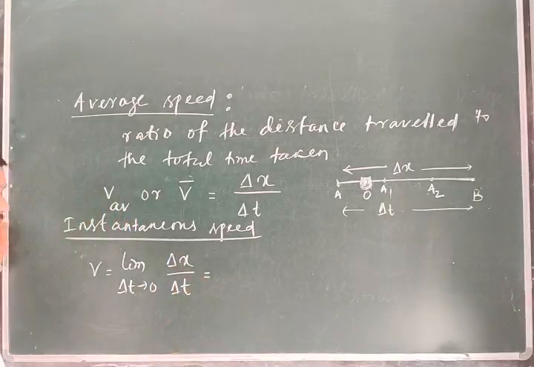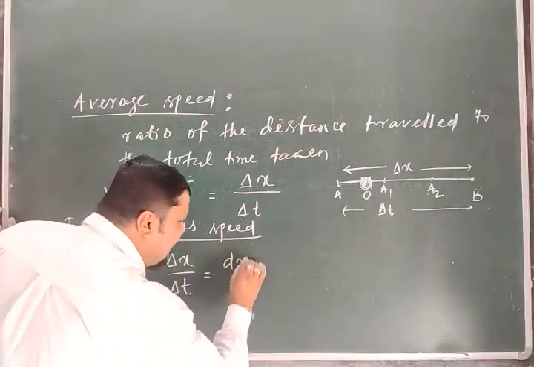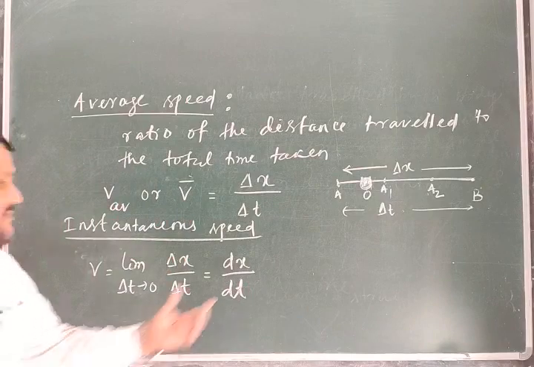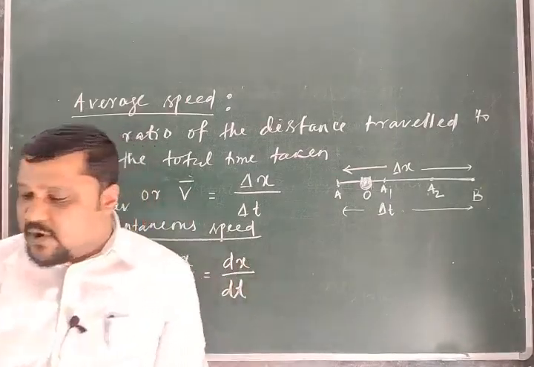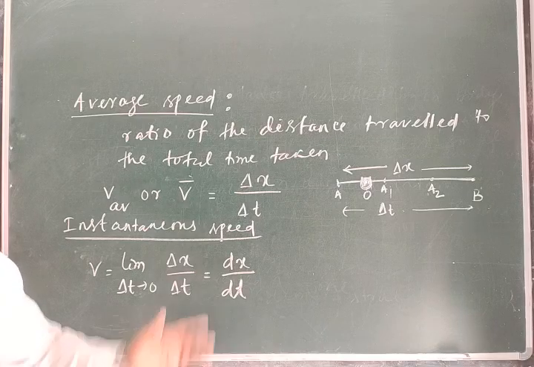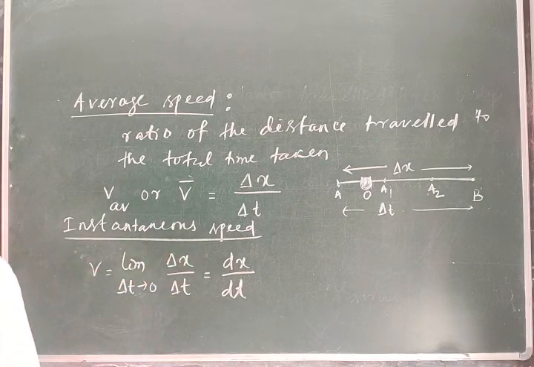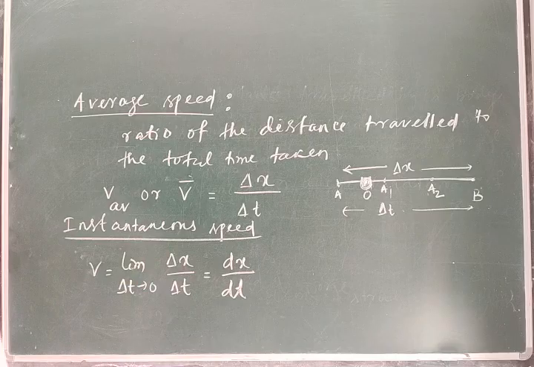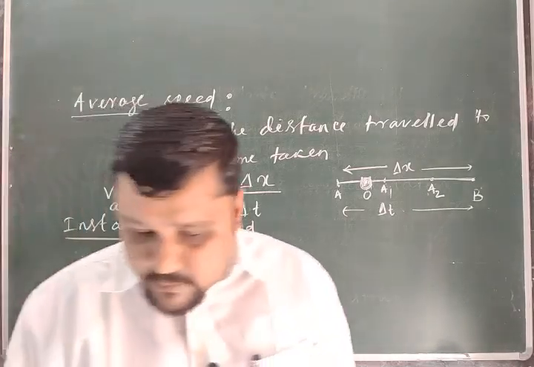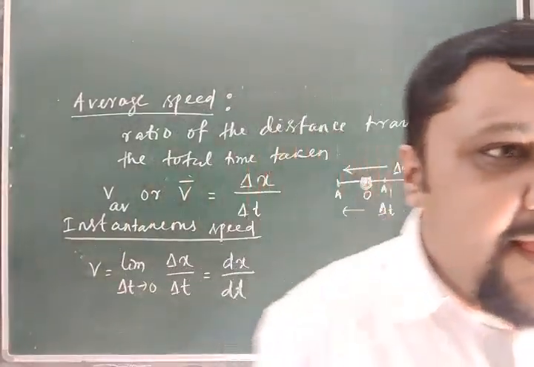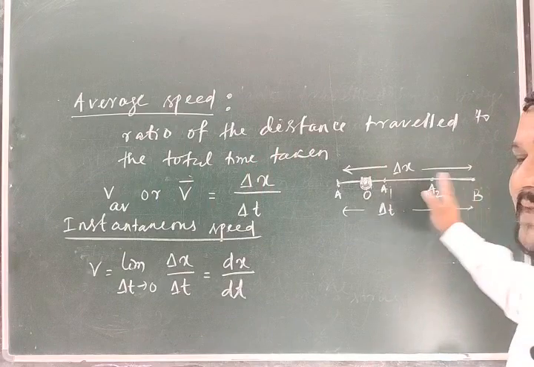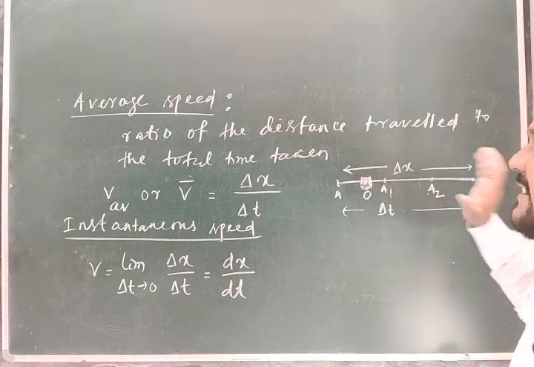And in derivative concept, you know that this can be written as dx by dt, right? So this is a very small distance traveled in a very small time interval. This is called the instantaneous speed, dx by dt. And the average speed of a body is equal to the instantaneous speed if the body moves with a constant speed during its path.